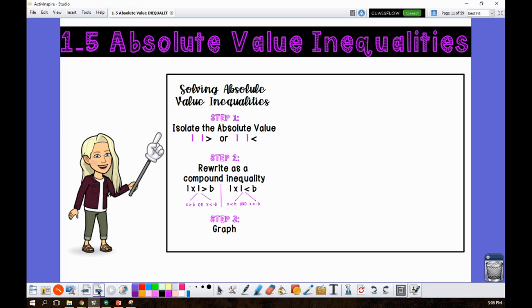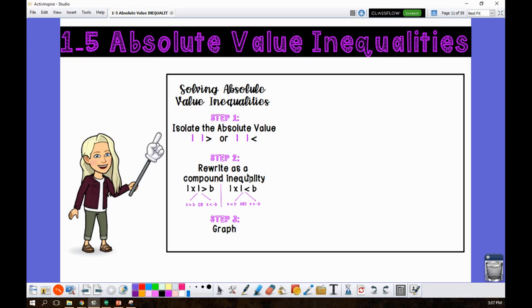I wrote up some rules to get you through solving absolute value inequalities. They look very similar to the solving absolute value equations. It's still a 3-step process, but the steps are a little different. So step 1 is still the same. We still want to isolate the absolute value. So we either want to have the absolute value bars and greater than, or we want to have the absolute value bars and less than, all by itself. We don't want any numbers on the outside of our absolute value, okay?